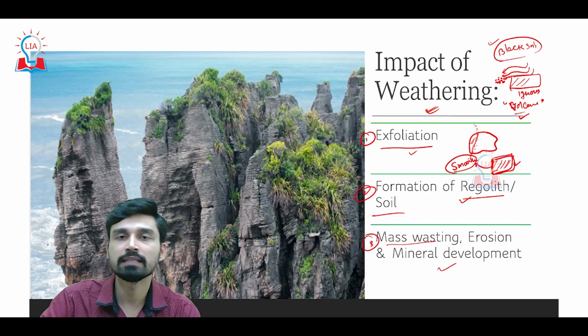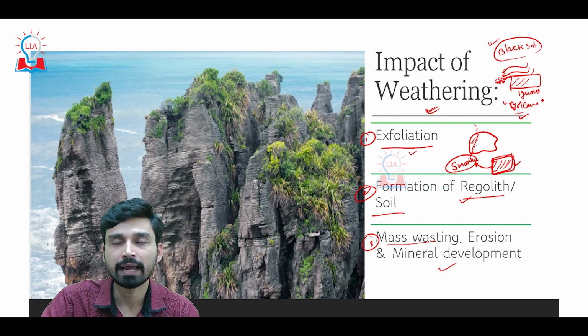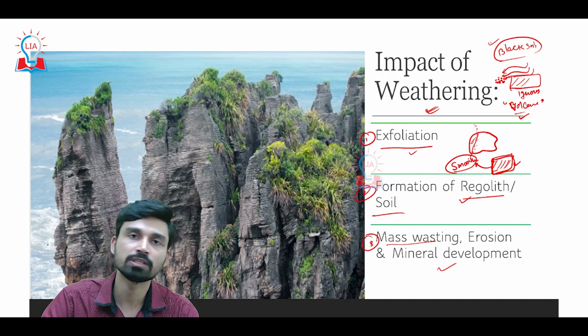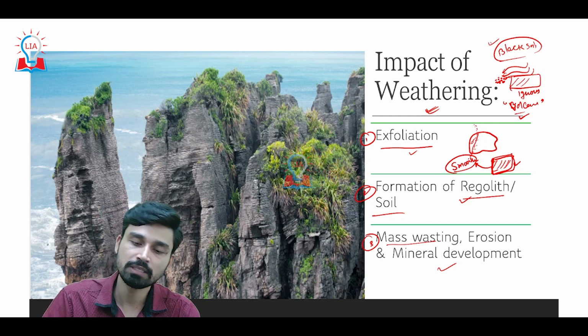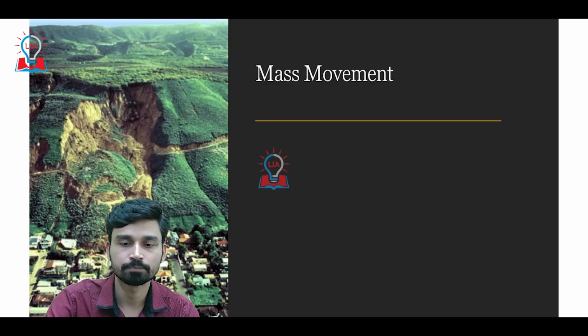Erosion as well as minerals also develop, because when weathering happens, a large number of different minerals are there. They become concentrated in the same area, and as the concentration of these minerals grows, such as iron, or we can have bauxite, these can then be utilized for the national economy. So these are the major impacts of weathering.